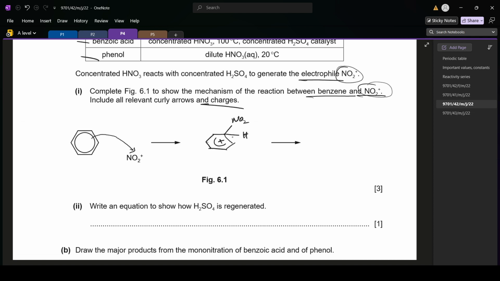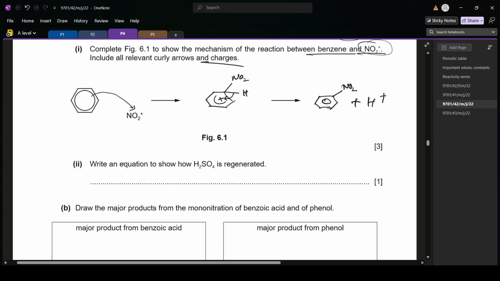Now the hydrogen will lose its electron and form an H plus ion. So it will form nitrobenzene like this, nitrobenzene plus H plus ion. This is the mechanism, and you have to remember all of the mechanisms in organic chemistry.